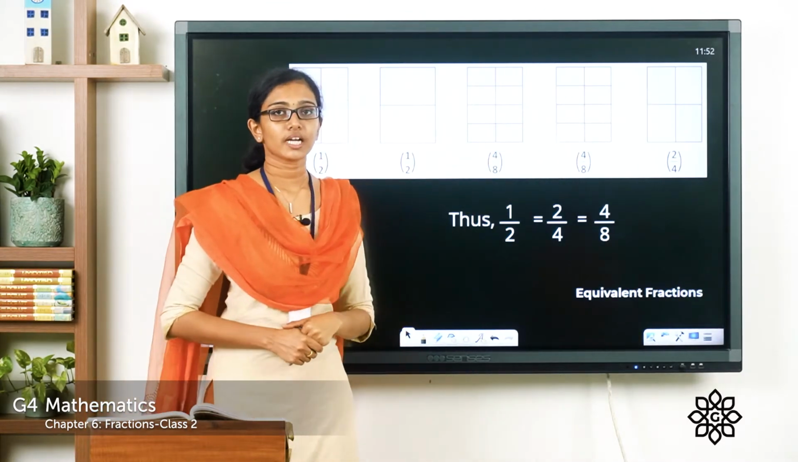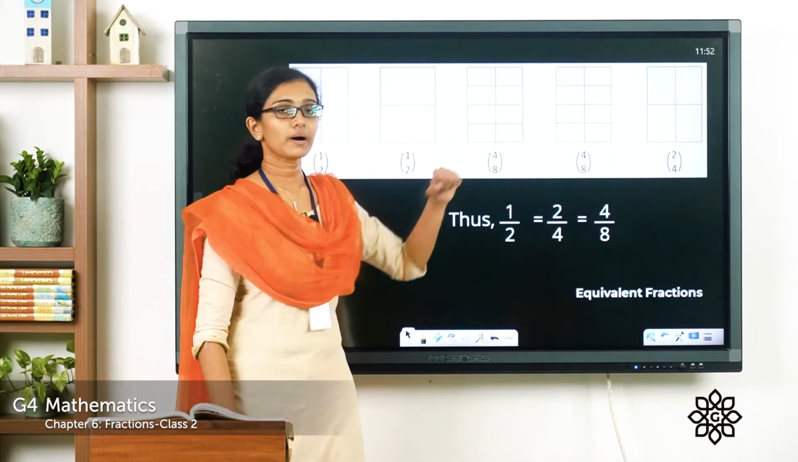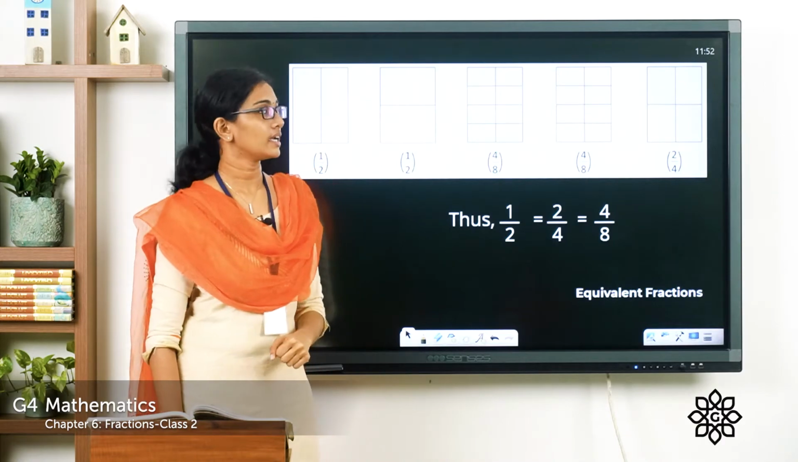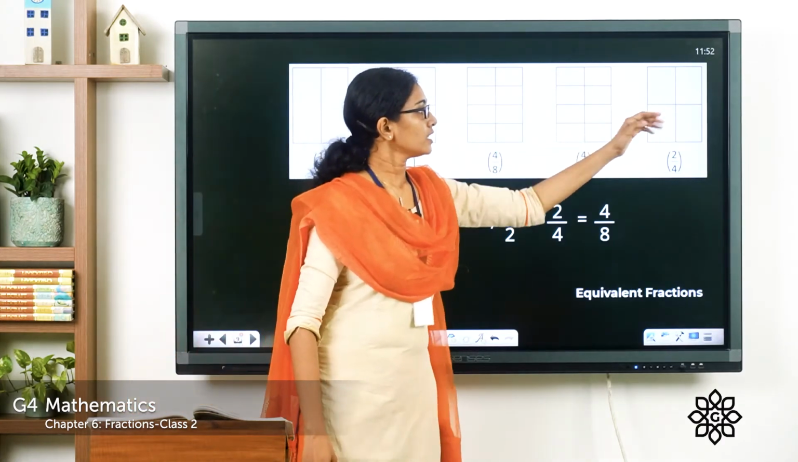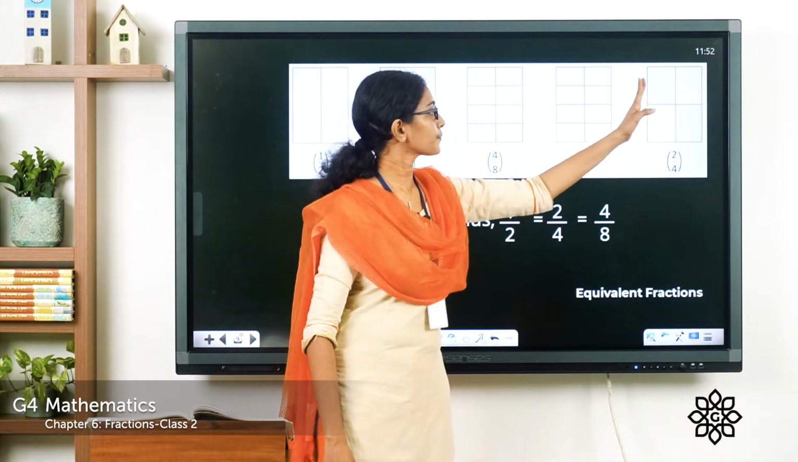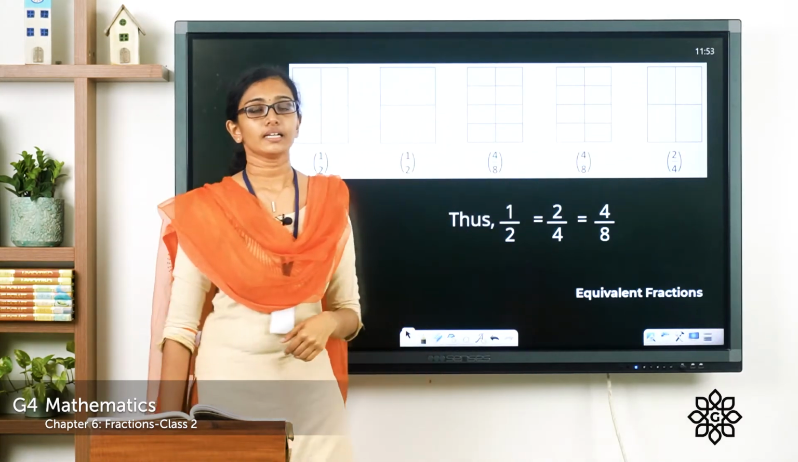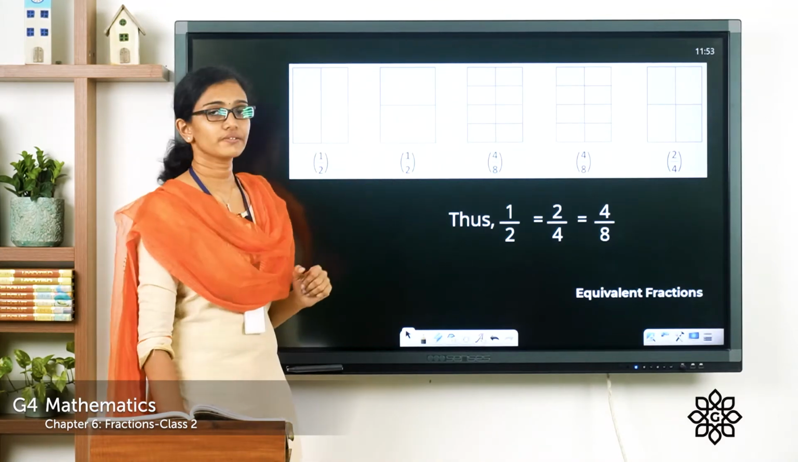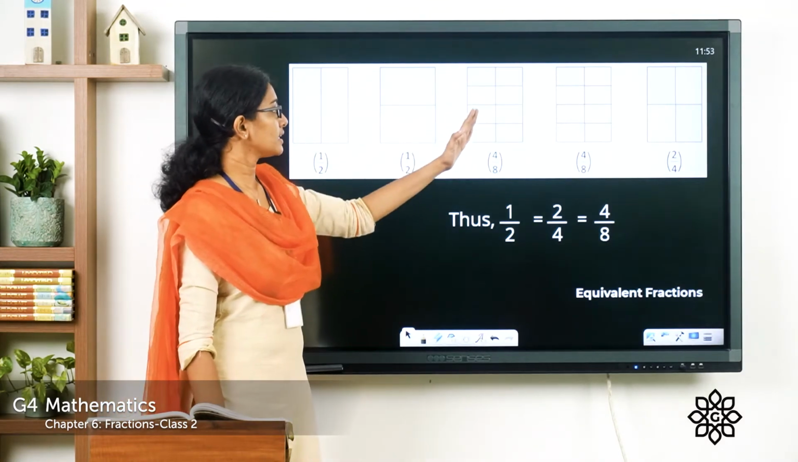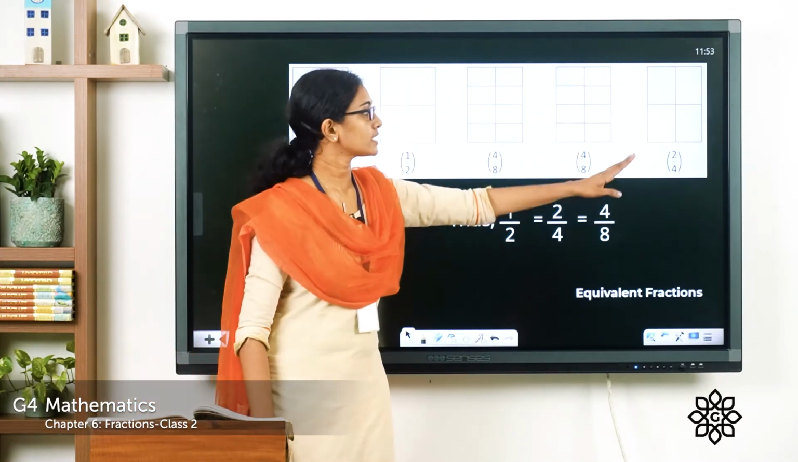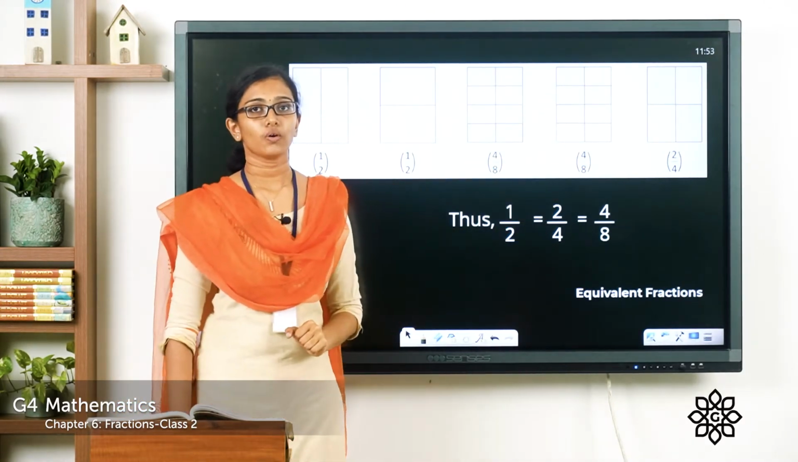Here also the rectangle is divided into 8 equal parts and 4 out of the 8 equal parts are colored. Here the rectangle is divided into 4 equal parts and 2 of it are colored. So here the fraction is 1 by 2. Here also the fraction is 1 by 2. Here the fraction is 4 by 8. Here the fraction is 4 by 8 and here it is 2 by 4.